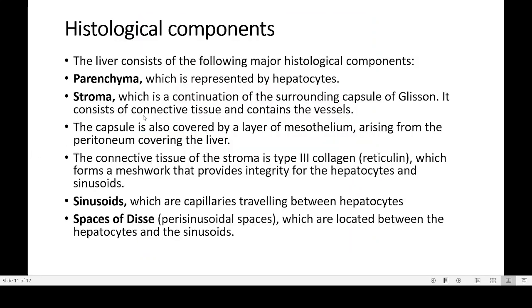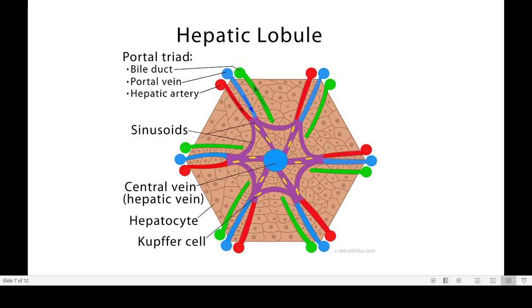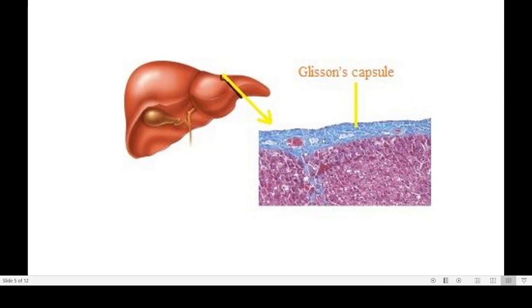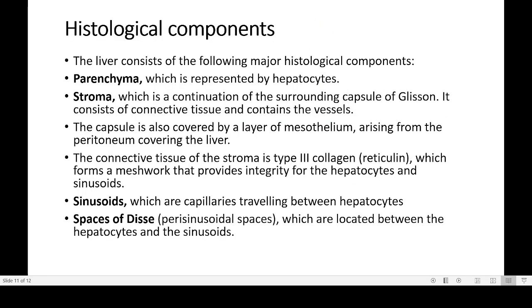Now the second structure is stroma, which is a continuation of the surrounding capsule of Glisson. What is a Glisson capsule? Here you can see that Glisson capsule is actually a connective tissue which is separating different lobules. The connective tissue which is separating different lobules is known by the name Glisson capsule. So that is the second type of tissue known by the name stroma, which is actually a continuation of the capsule of Glisson.